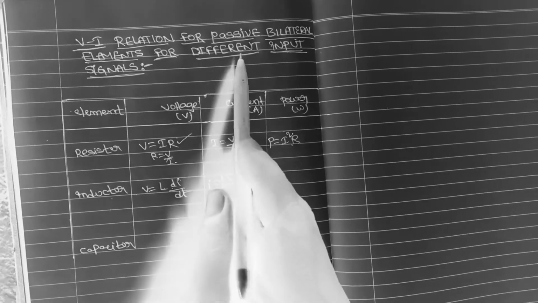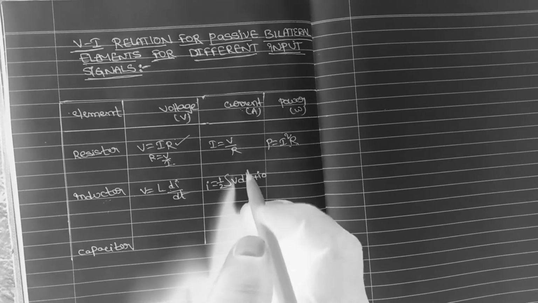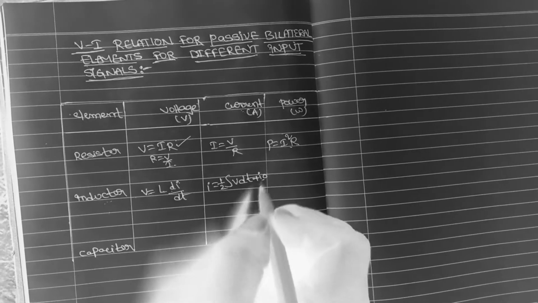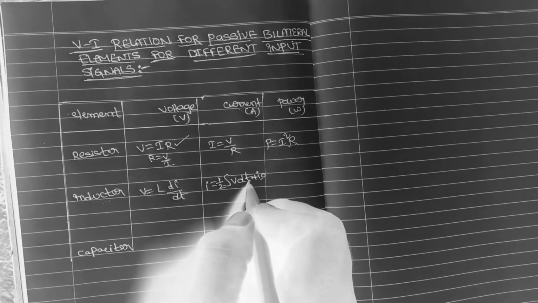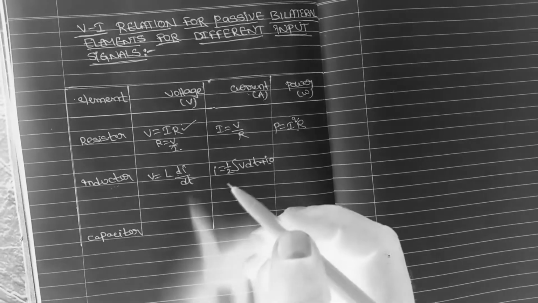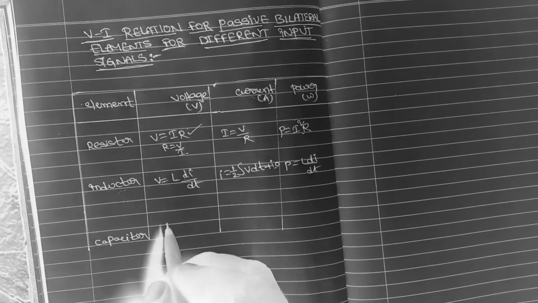When the supply is given to the inductor, the current produced at the initial condition is what we represent as I naught. So the current equation for the inductor is 1 by L into integral V dt plus I naught. If you want the power equation, P is equal to L into di by dt, which is the total power equation.